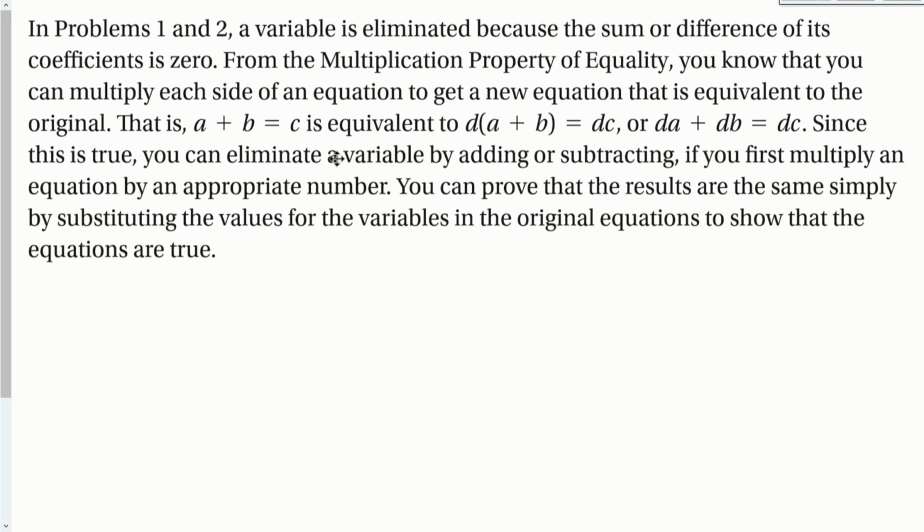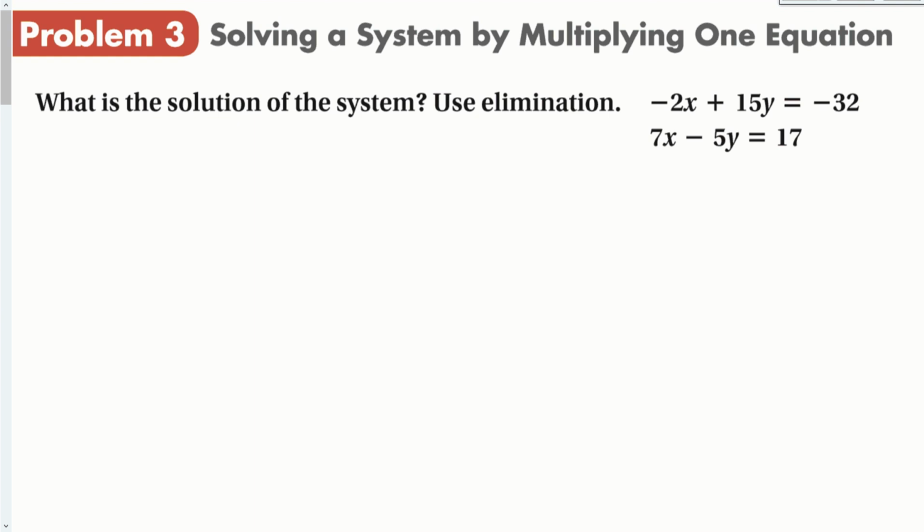Basically, it means if you have a system where you cannot just add the two equations together and get a variable to go away, you multiply by something so you can get one of the variables to go away. Look at this problem right here. We have negative 2x plus 15y is equal to negative 32, and 7x minus 5y is equal to 17. Just adding these together does me no good.